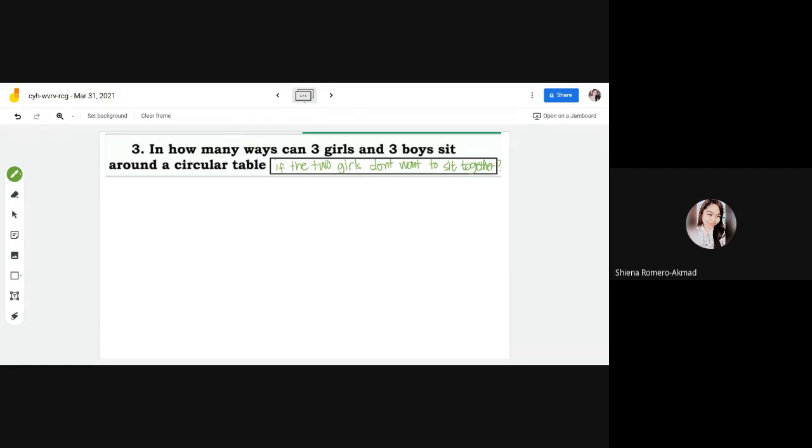Paano naman natin i-arrange yung girls and boys if yung dalawa sa kanila don't want to be together? Siguro magkaaway to, no? Or may hindi sila pagkakaintindihan kaya they don't want to sit together. So para makuha natin yung number of ways on how we can arrange these girls and boys, kung saan makukuha natin yung number of arrangement na hindi sila magkatabi.